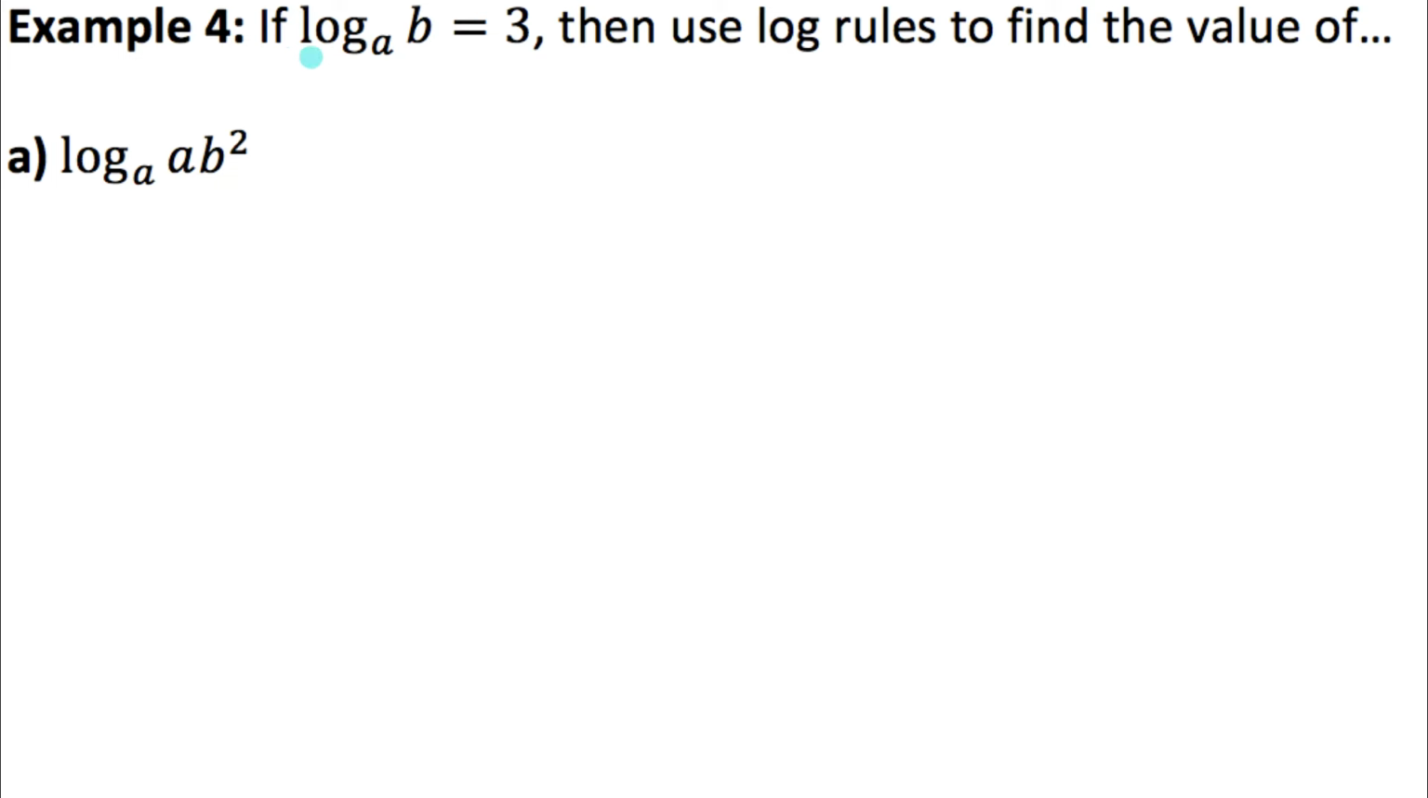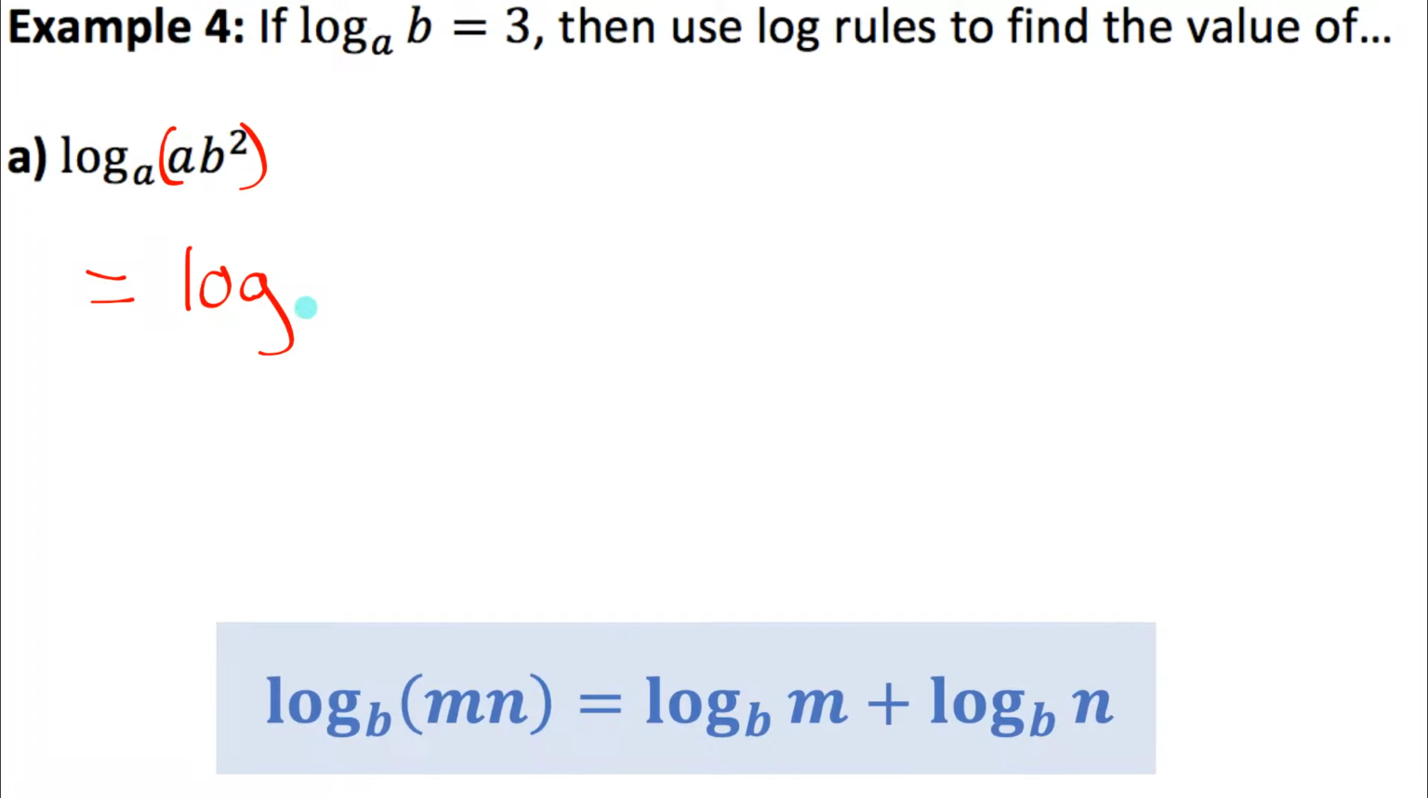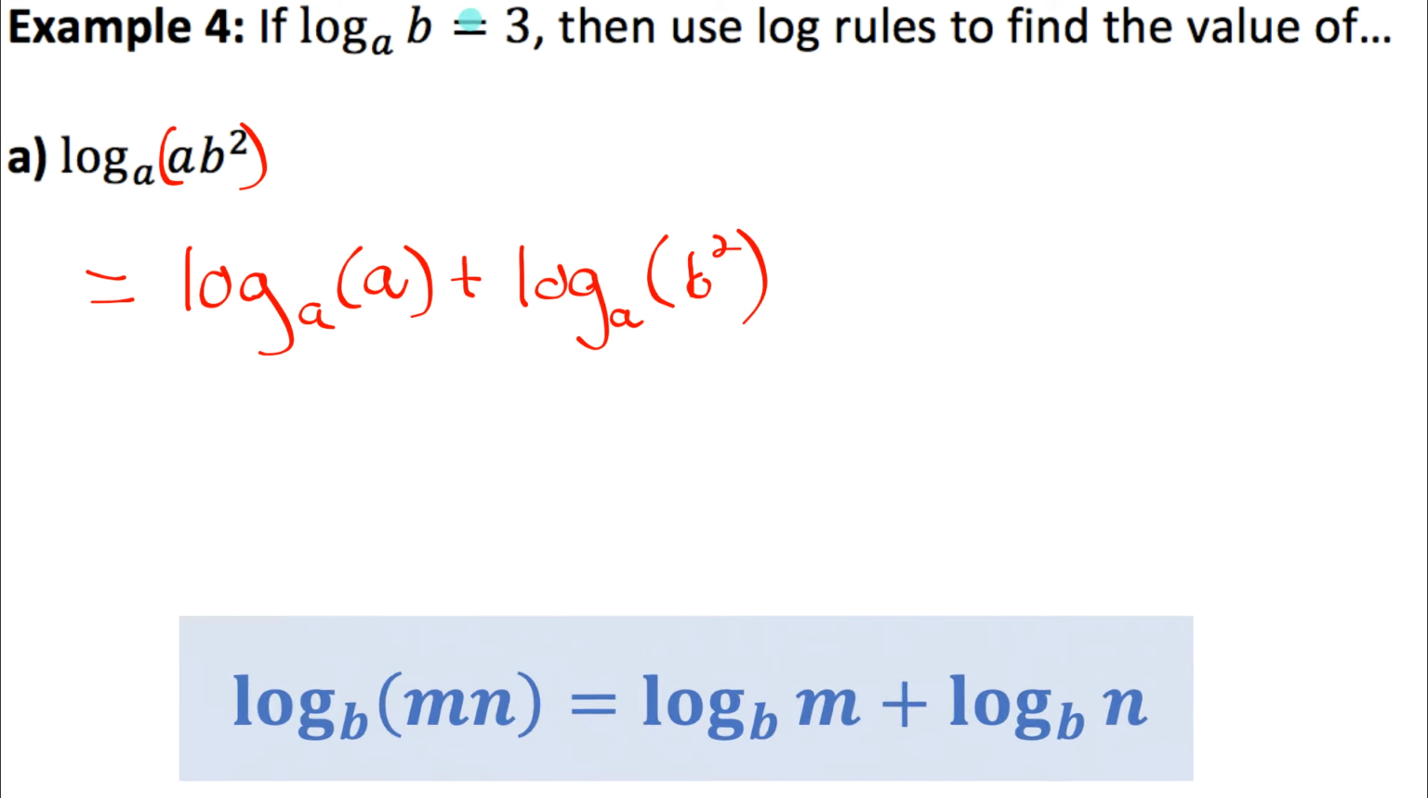So it says, if log base a of b is 3, use log rules to find the value of this. Okay, since I know the value of log base a of b, I'm going to somehow try and create a log base a of b from this. So what I'm going to do, I'm going to put brackets around this argument just to make it obvious that's the argument of this log. I'm going to split this into a sum of two logs. So this is using the product rule. So I could change this to log base a of a plus log base a of b squared.